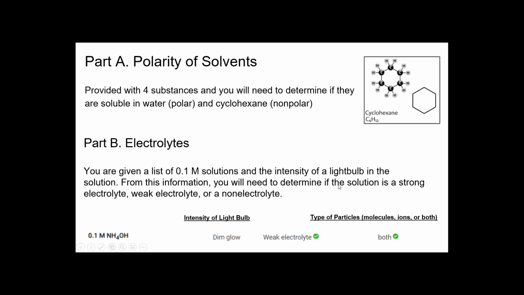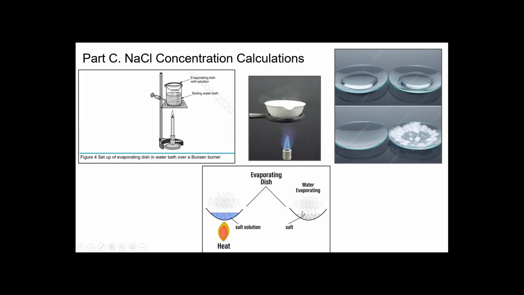Is it molecules, ions, or both? So I'm giving you one of them. This is a weak electrolyte. It tells you it's dim, so because it's dim, that means it's a weak electrolyte. And it's made up of molecules, ions, or both. And you'll have to figure out the rest of them.